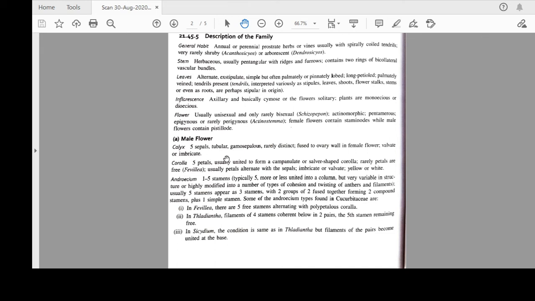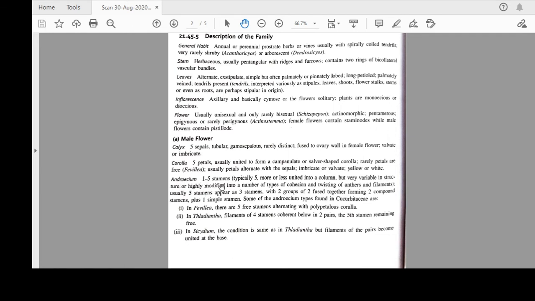Calyx 5 sepals, tubular, gamosepalous, rarely distinct, fused to the ovary wall in female flowers, and valvate or imbricate aestivation. Corolla in male flower, 5 petals, usually united to form a campanulate or salver-shaped corolla. This is again a characteristic feature of the family Cucurbitaceae. Rarely petals are free, as in Fevillea. Usually petals alternate with the sepals. This is the general case. Imbricate or valvate, color is yellow or white.